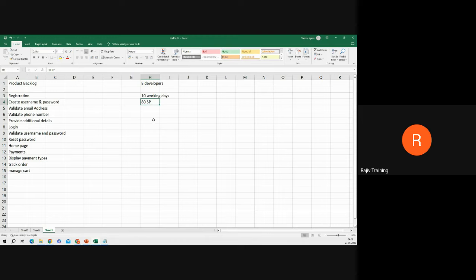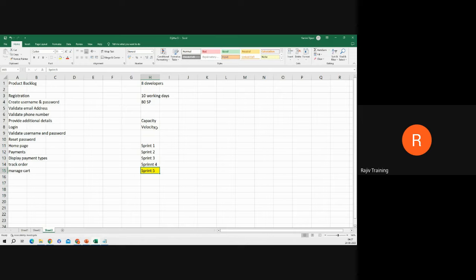Now, the point is, let's try to understand what is capacity and velocity. Velocity. Assume now, sprint 1, sprint 2, sprint 3, sprint 4, sprint 5. So take it there. Okay. Now, assume you are in sprint 5. You are trying to determine the capacity.